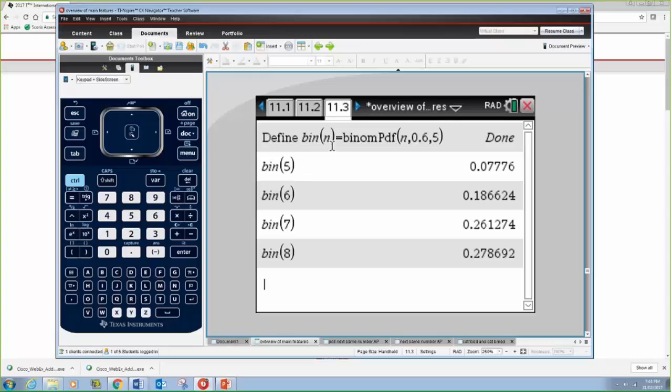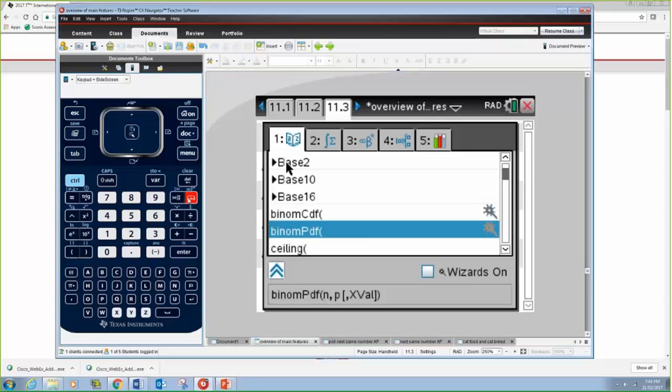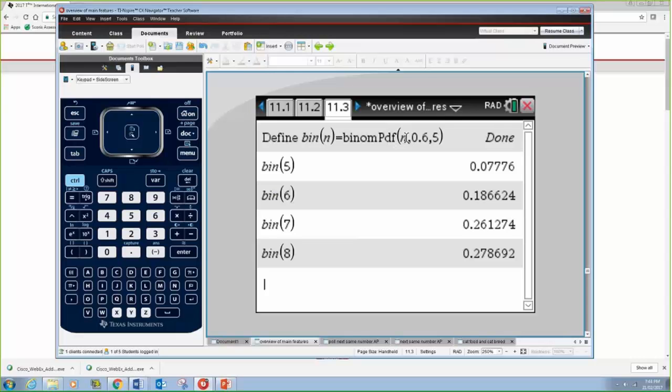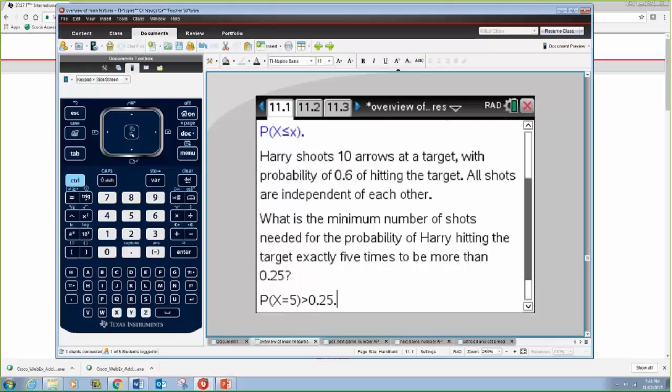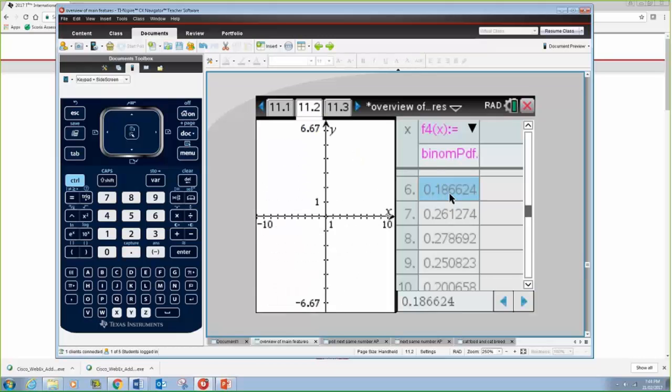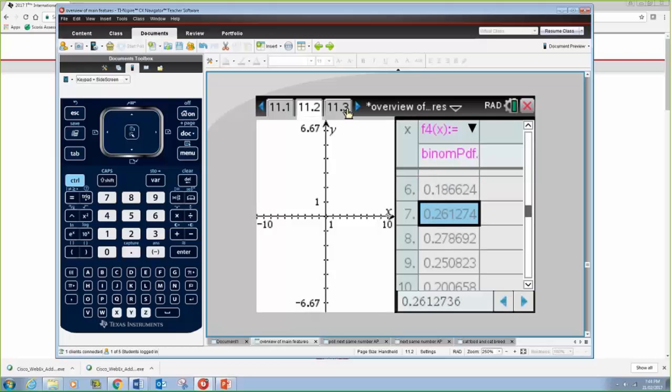We can define binomial in N is binomial PDF. Where do we get binomial PDF? If we go to catalog, we have binomial PDF and binomial CDF, and it tells you the syntax. So we want number of trials, probability of success, and possibly X value, but for our definition, we defined binomial PDF, N unknown, 0.6, and number of trials 5. And now, of course, once it's defined, you can find what's probability in 5, 6, 7, 8, and then we might look what answer was asked and how many we need. So that is our question here, our answer here.